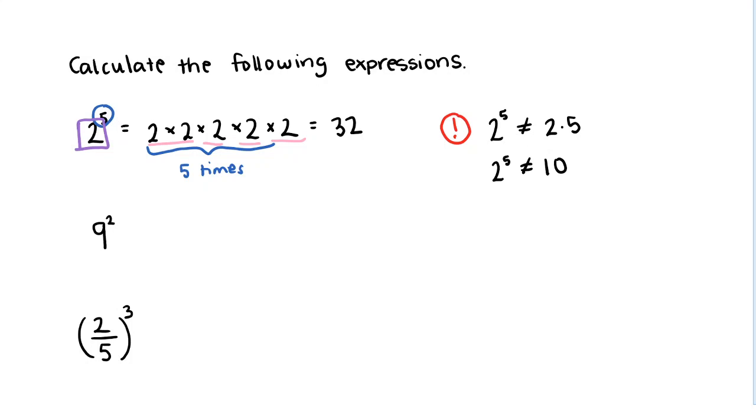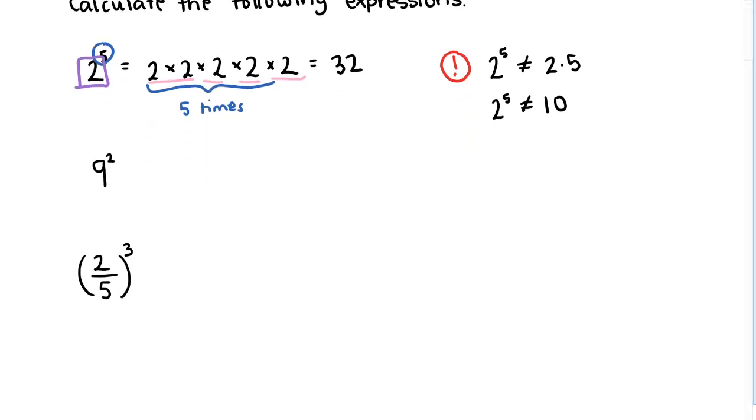Okay, what about 9 to the power 2? We also said that when we raise something to the power 2, we might call it a square. So we might call this 9 squared. What is this equal to? Well, this is 9 times 9, right? This 2 is telling us to multiply the base to itself 2 times. Well, 9 times 9 is equal to 81.